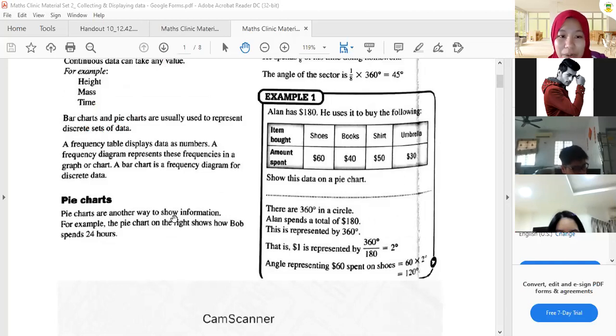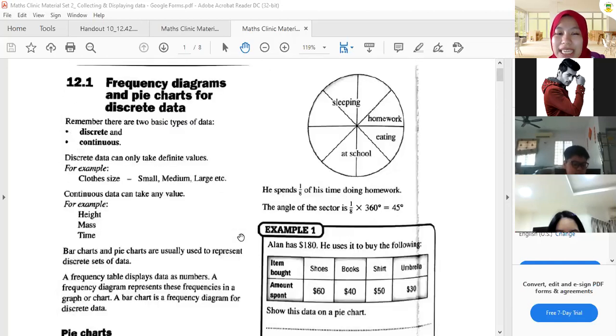So pie charts are another way to show information. For example, the pie chart on the right shows how Bob spends his 24 hours. Look at here, this is the pie chart. Usually a pie chart has 360 degrees. While looking at this, did you notice what activity he spent most of his time doing? By simply looking at the pie chart, you can tell what percentage or how many fractions he spent.